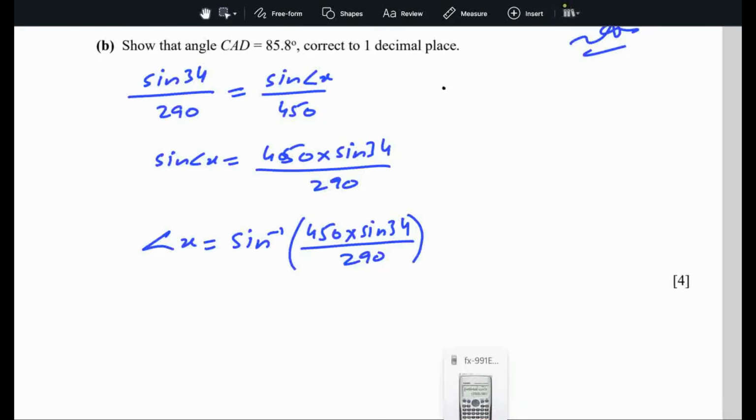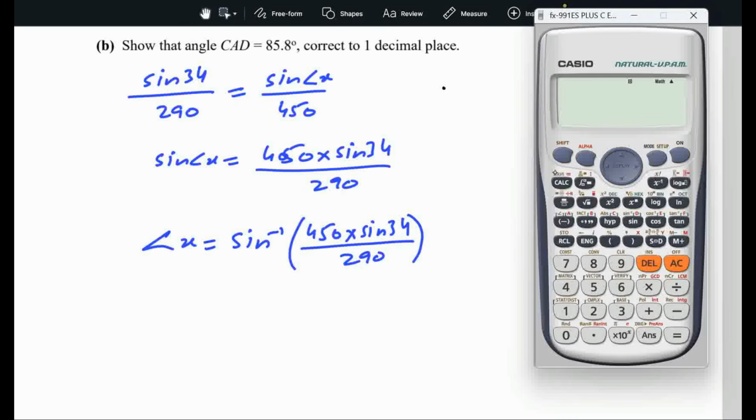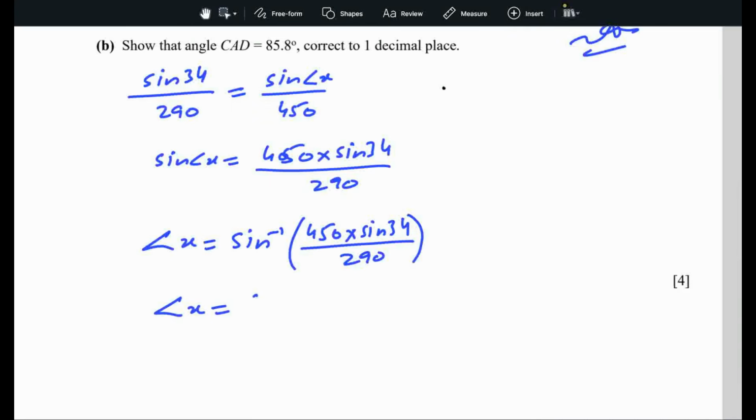So we can use the calculator again to find this. Shift sine inverse of fraction 450 multiplied by sine of 34 bracket close, divided by 290 bracket close. So the answer will be 60.2. Angle x is equal to 60.2.